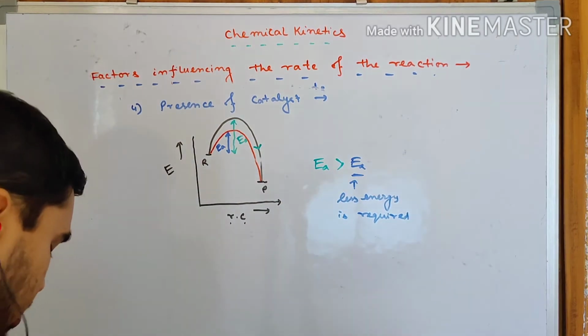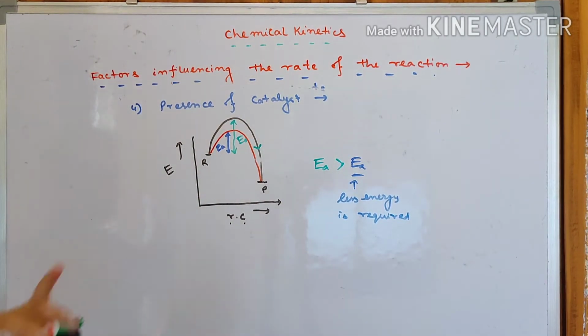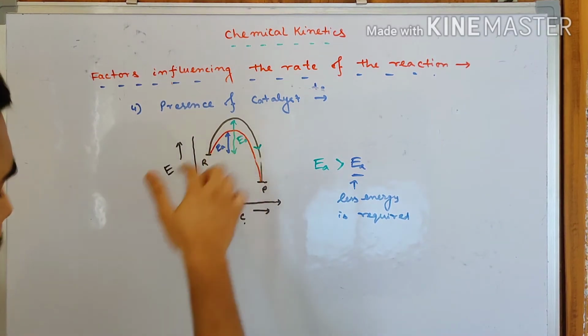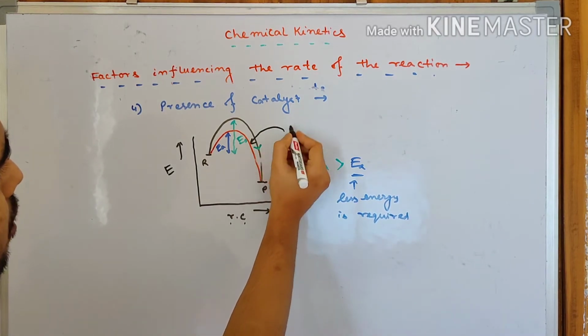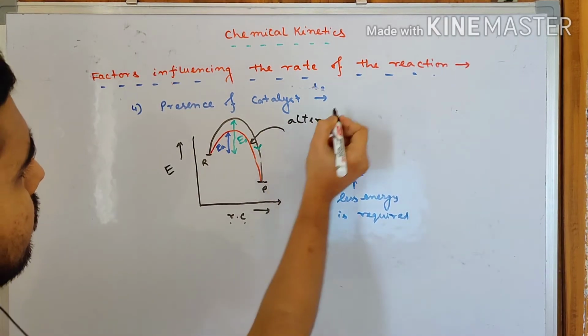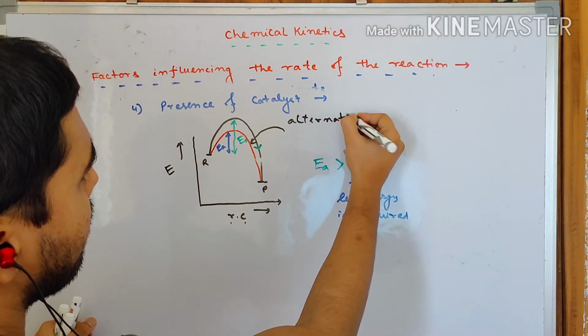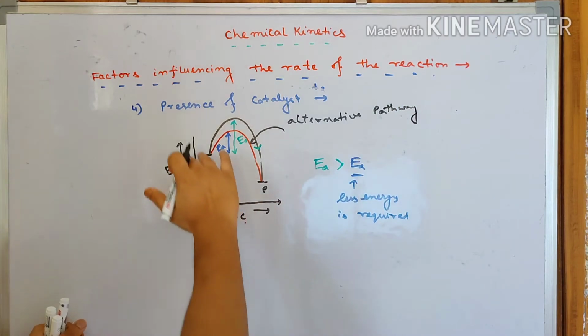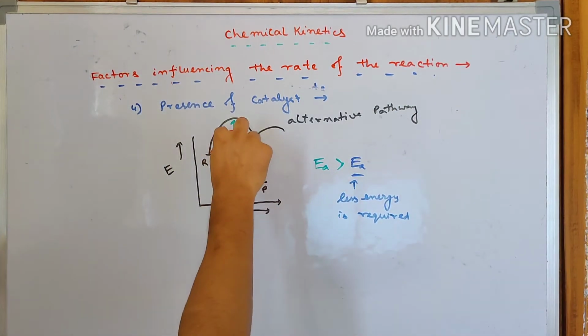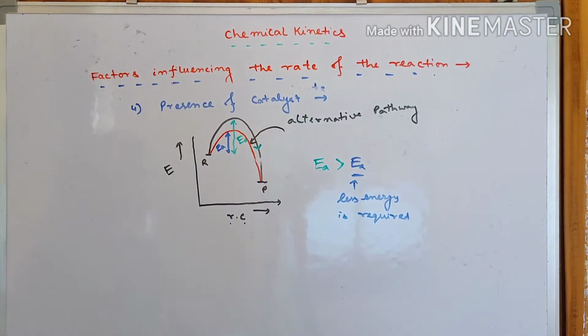Catalyst has some chemical nature, that is a different chapter altogether. But due to the presence of catalyst, what happens? It gives an alternative pathway. And due to this alternative pathway, the EA, the activation energy, becomes less. So the reaction happens more quickly. So this is the reason why in presence of catalyst, the reaction rate differs.